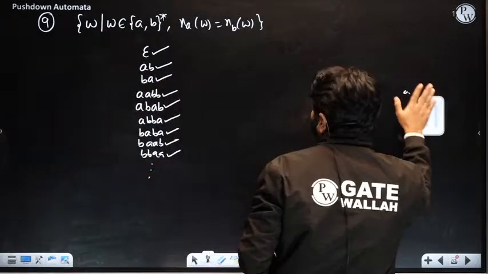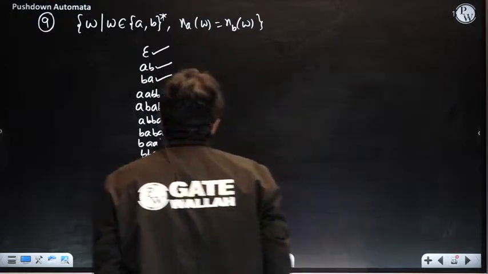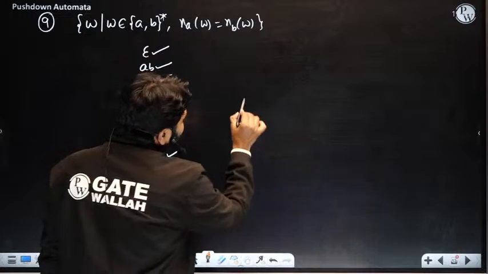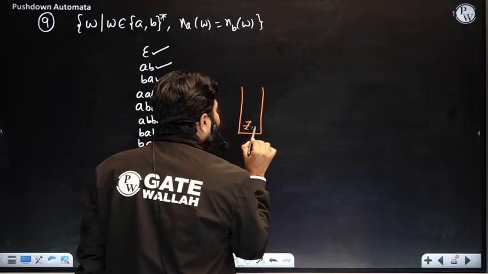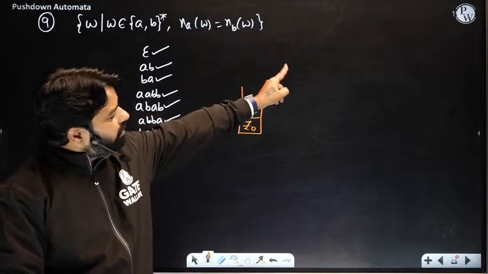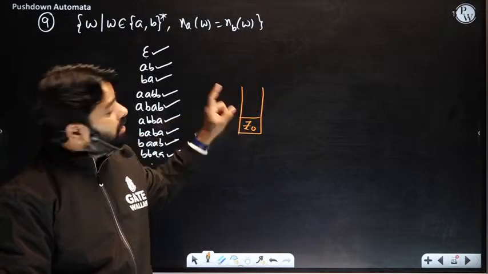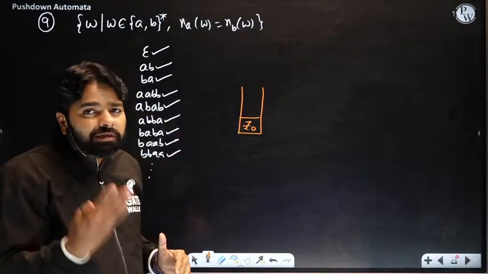So what will you do now? The question is very simple. See on the stack, who is there? If Z0 is there, that means there is no A, no B. Now if input A comes, push it. B comes, push it, because nobody is there on the stack. You have to remember something now.